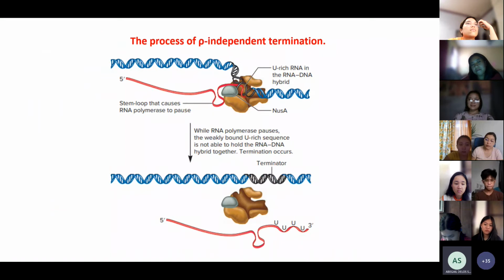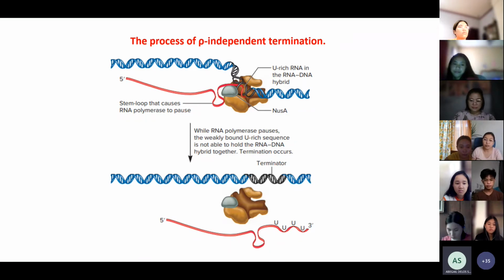What about independent termination? For independent termination, it does not require your rho protein. In this case, the terminator is composed of 2 adjacent nucleotide sequences that can be found in your RNA. One, you have your U-rich or uracil-rich sequence that can be found in the 3' end of our RNA. And the second sequence is adjacent to our U-rich sequence and would also promote the formation of a stem loop. There is also a stem loop formation.